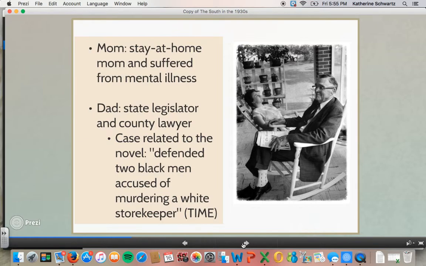And one of the cases that he tried relates a lot to the novel. In this case, he defended two black men who were accused of murdering a white storekeeper. So just keep that in mind. It may play a role later on.